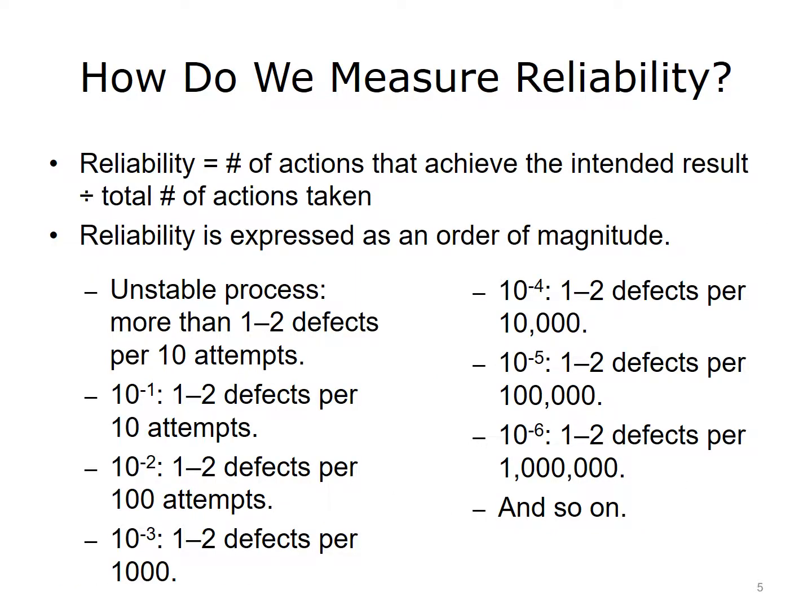To measure reliability, divide the number of actions that achieved the intended result by the total number of actions taken. Reliability measures are presented as an order of magnitude. An unstable process is defined as a process with more than 1 to 2 defects per 10 attempts. 10 to the -1 describes a process with 1 to 2 defects per 10 attempts, and so on. Measuring reliability is also useful to describe the design of the system. The characteristics of systems that perform at 10 to the -1, for instance, are different from those that perform at 10 to the -3.